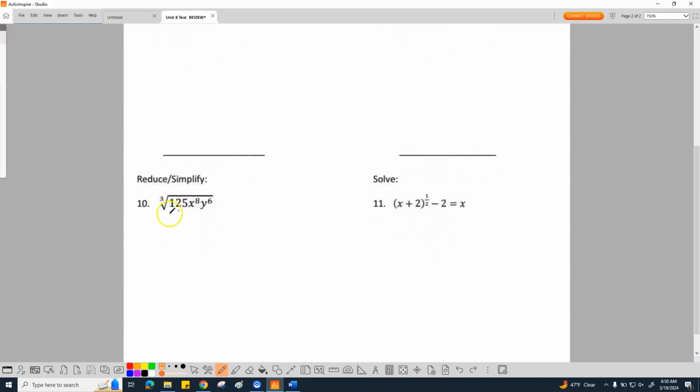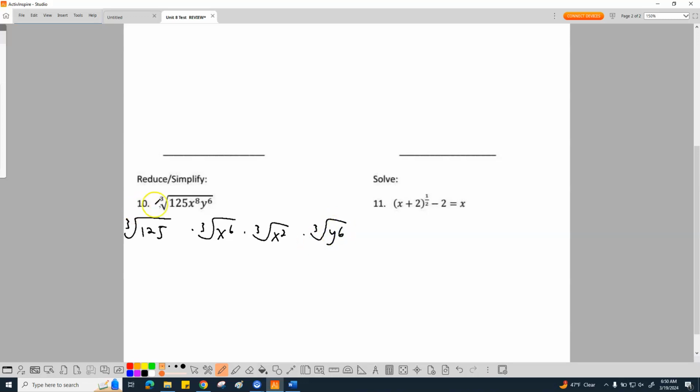I know how y'all are going to do with this. I know how this goes. I'm going to go ahead and show you how I break this up. I'm going to break it up as the cube root of 125 times the cube root of x to the 6th times the cube root of x squared times the cube root of y to the 6th. So that's how I break it up.